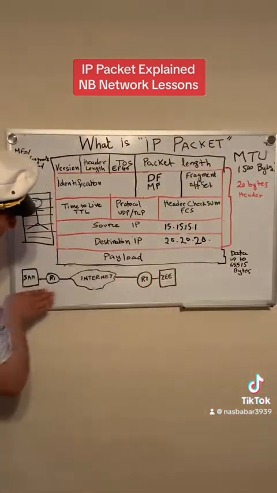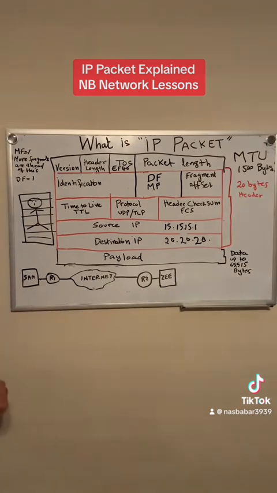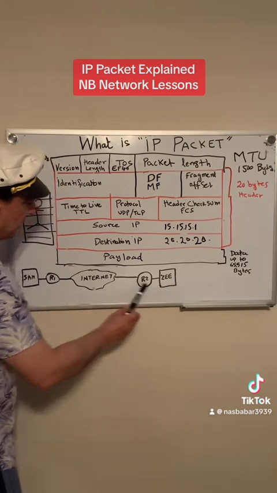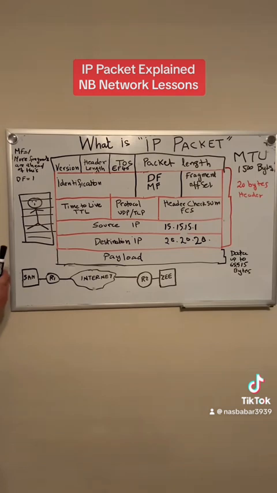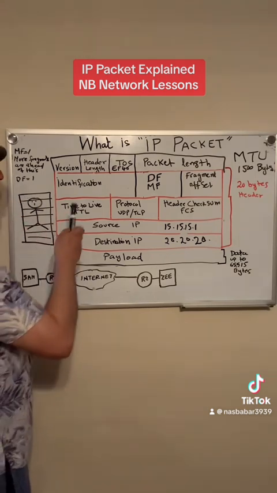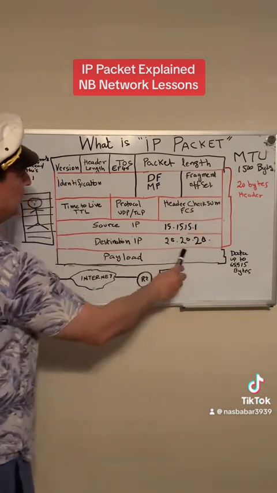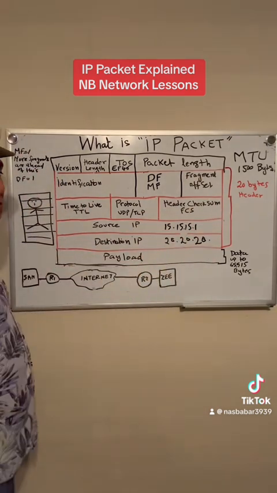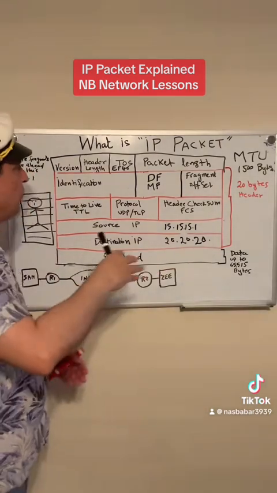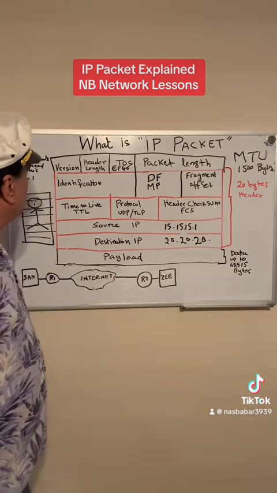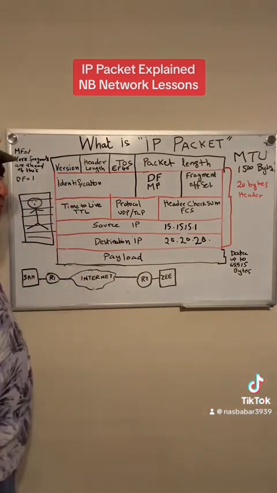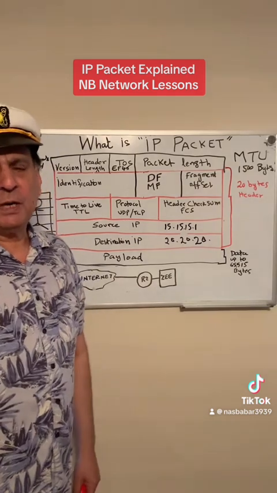Let's look at this bottom picture right here. We've got Sam on the left hand side, we've got Z on the right hand side, and they're talking to each other over the internet, right? Keep that in mind, and then I'll come back to this. This table is basically a demonstration or an overview of what an IP packet comprises of, okay?